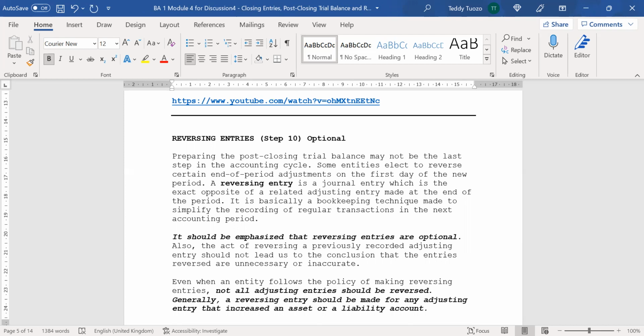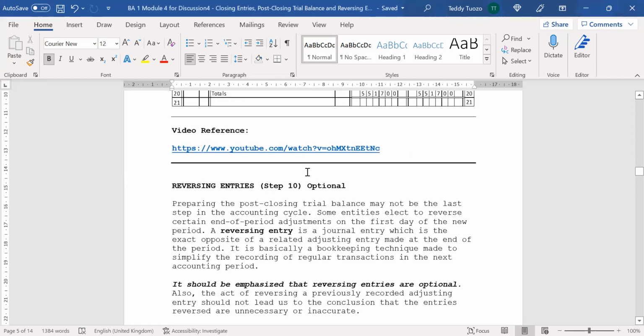No, except for the computerized. No? Those whose accounting system is computerized, they are using step number 10. But for those engaging in manual, pwede na dili na mag-prepare ng reversing entries.